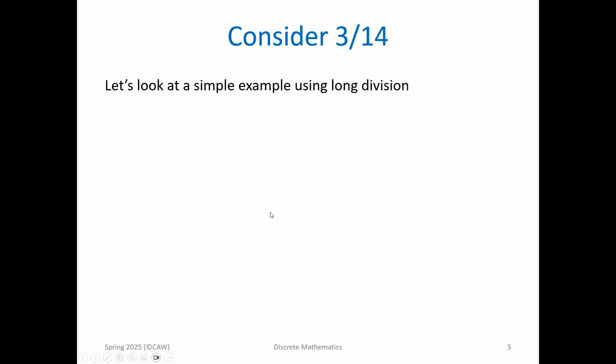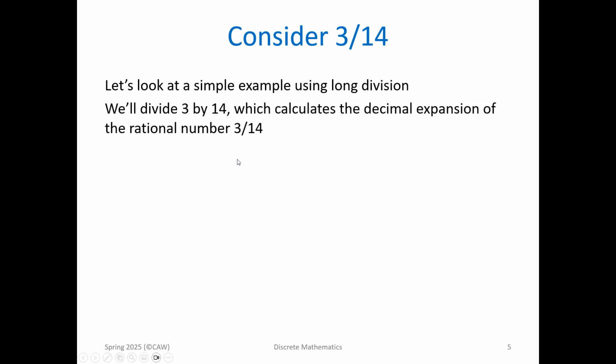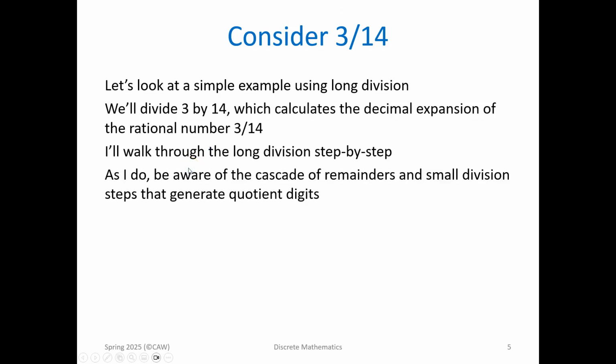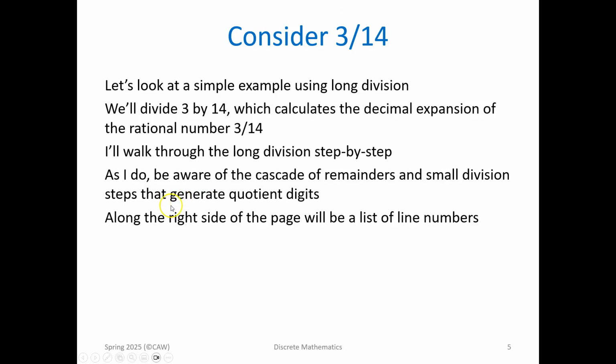So let's go a little deeper on this, and let's consider a simpler example. Let's take the rational number 3 divided by 14, and then we'll use long division on this to see how this is all going to work out. So we're going to divide 3 by 14, and that's going to calculate the decimal expansion of the rational number 3 over 14. And here we go. I'm going to walk through it. I want you to be aware of a cascade of remainders. We're going to keep getting remainders as we keep doing the long division, and there'll be these unending small division steps that'll generate quotient digits. You'll see in a minute.